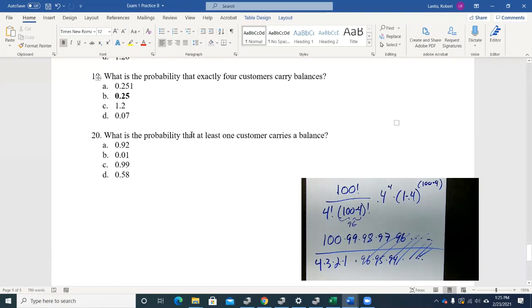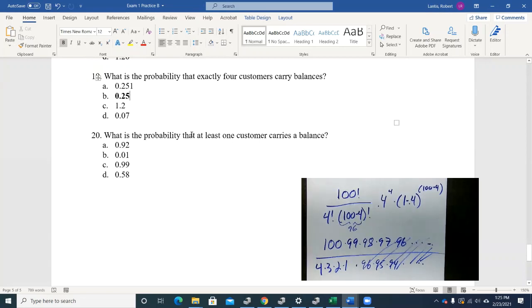This last one, what's the probability that at least one customer carries a balance?